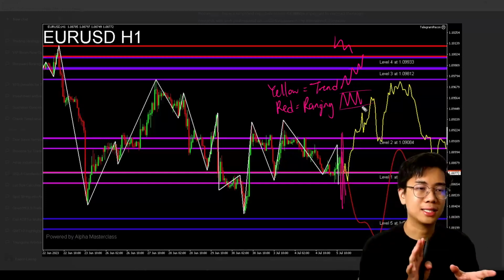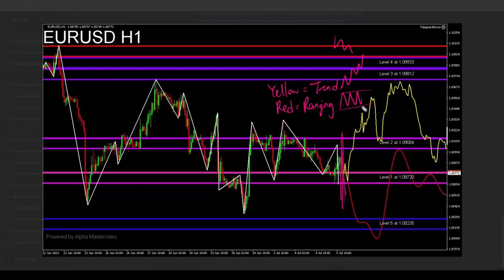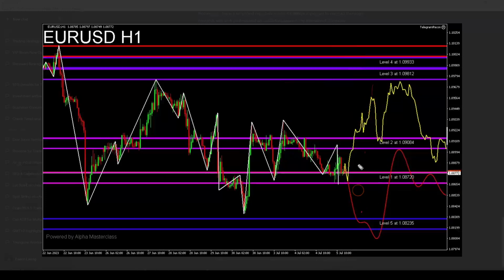For beginners, what you can see is that red and yellow are opposite. That means the current market is a bit chaotic, could be ranging, could be trending, and it's hard to analyze. So these two AIs have two different predictions. Yellow predicts that it will go up, then come back down to this support and resistance.